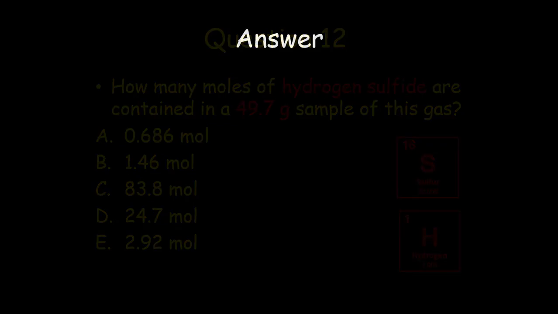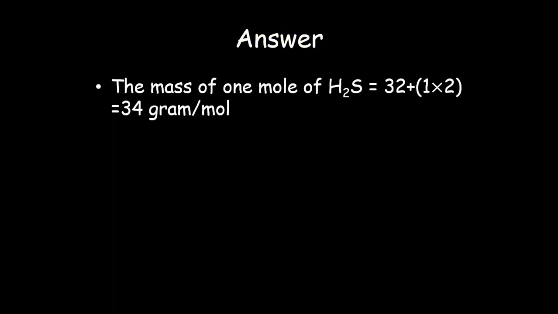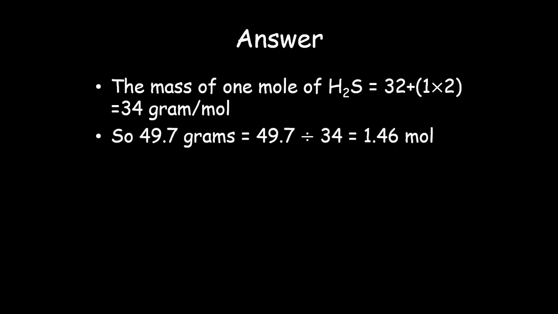Okay. The mass of 1 mole of hydrogen sulfide equals 32 plus 1 times 2 equals 34 gram per mole. So 49.7 grams equal 49.7 divided by 34 equals 1.46 moles. So the answer is B.